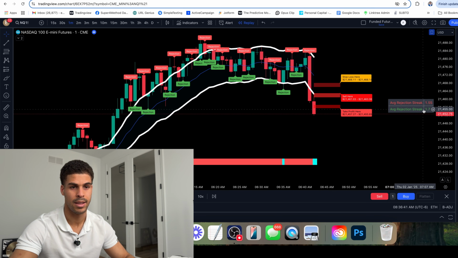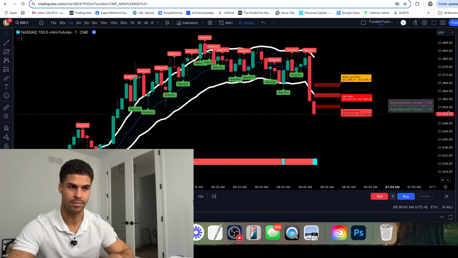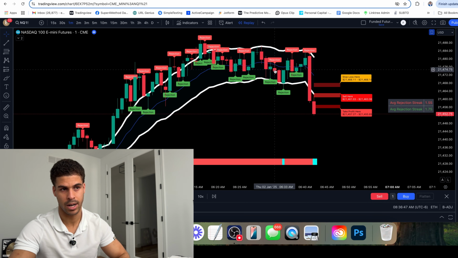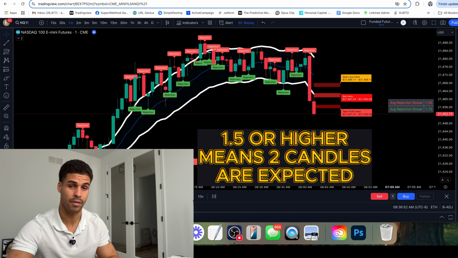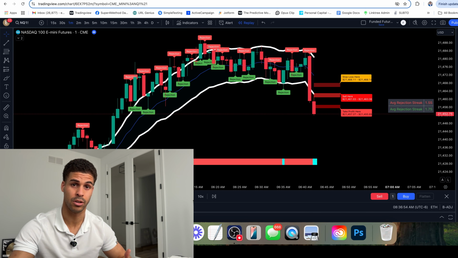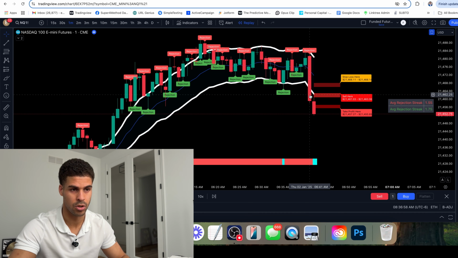For example, average rejection streak is 1.55. Now that means that every time there's a rejection label right here, a red one, we're getting about 1.5 candles. It can't be 1.5 candles, so if it's over 1.5, then that means there are more times that there are 2 red candles than one. And so we would take this label, huge drop right here, wait for our pullback, and then boom, we could trade that.